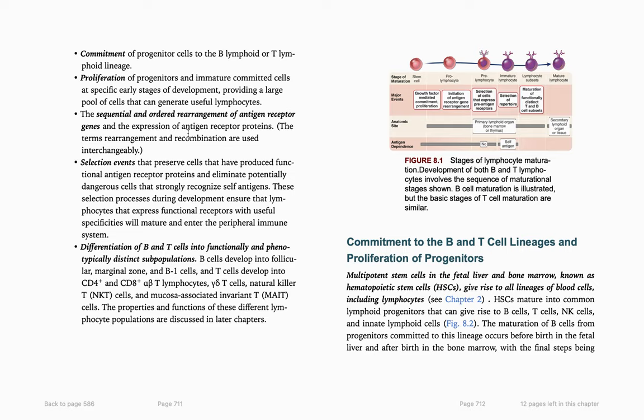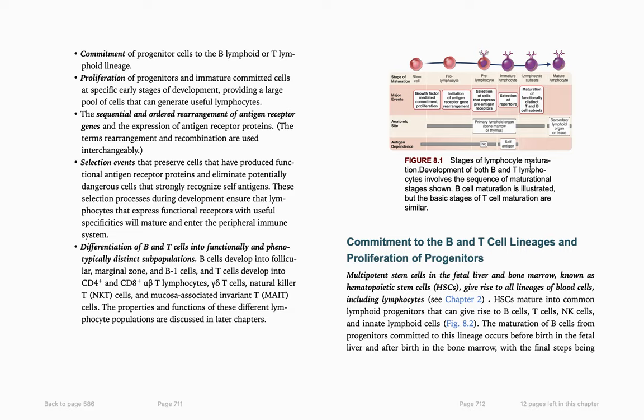Differentiation of B and T cells into functional and phenotypically distinct subpopulations. B cells develop into follicular, marginal zone and B1 cells, and T cells develop into CD4 and CD8 alpha beta T lymphocytes, gamma delta T cells, natural killer T cells, and mucosa associated invariant T cells. The properties and functions of these different lymphocyte populations are discussed in later chapters.